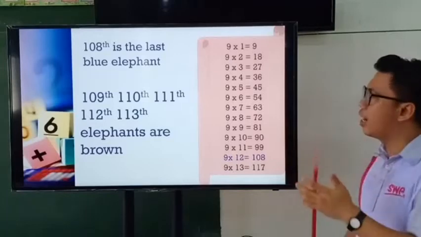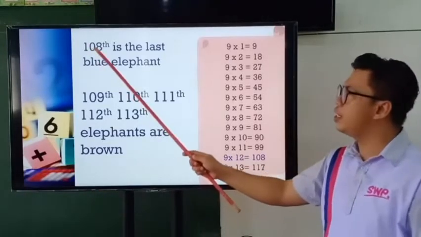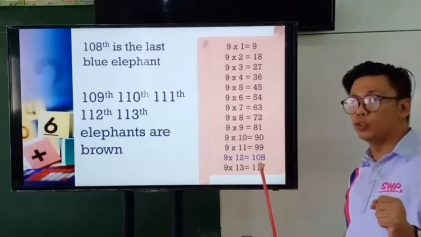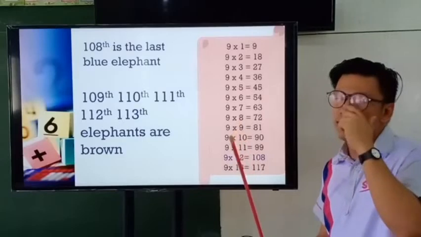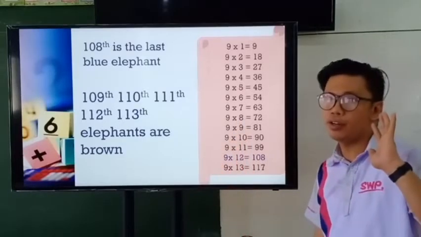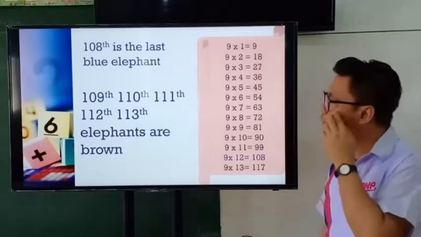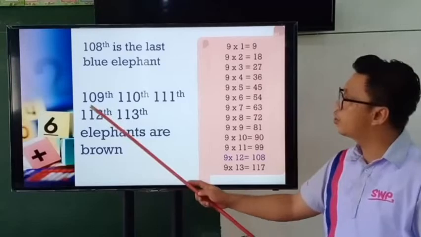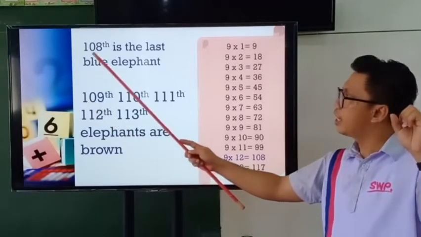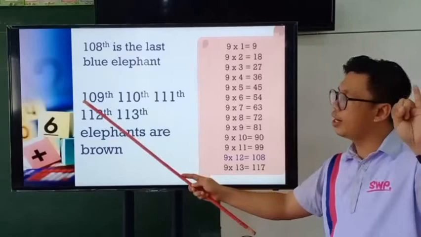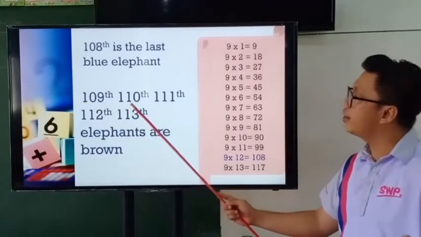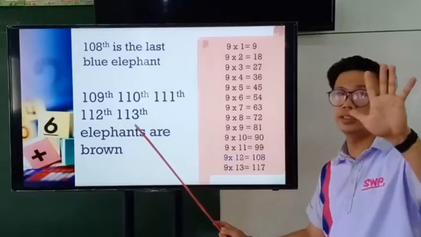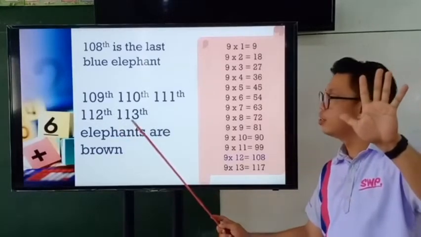Okay? So let's answer now. We will finish at 108. So we know that 108 is blue. So the next number is brown now. So how many brown? Very good. 5. So we will count 5 numbers, which is the brown color. Let's start. Next to 108 is 109. So 109, 110, 111, 112, and 113. Stop. So 5 only. So 113.